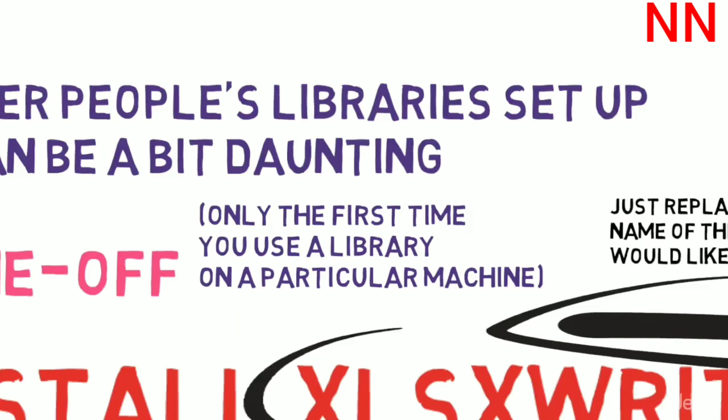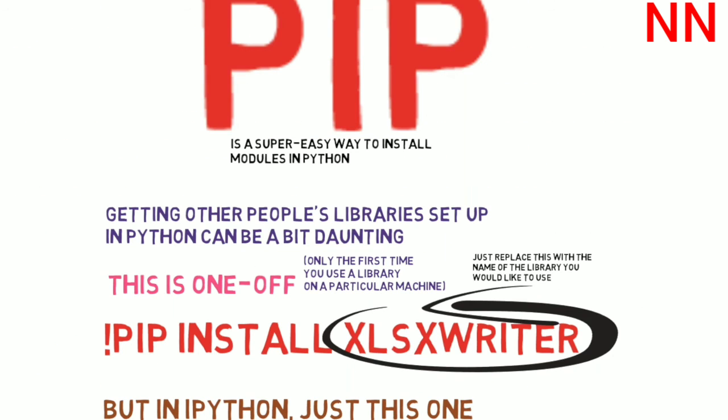Pip install can also be run on the terminal of a Mac machine. Or if you've got the terminal of your Windows machine set up right, it can be run on the terminal as well. In that case, you don't need the exclamation mark. You simply say pip install and the name of the library. But using it within IPython is very easy, and that's typically what we tend to do.